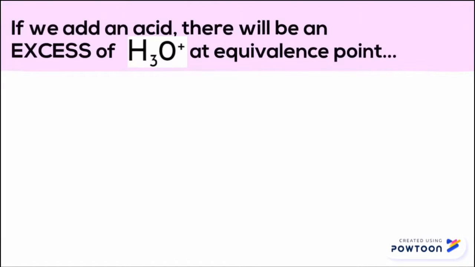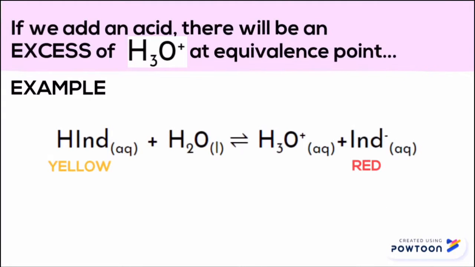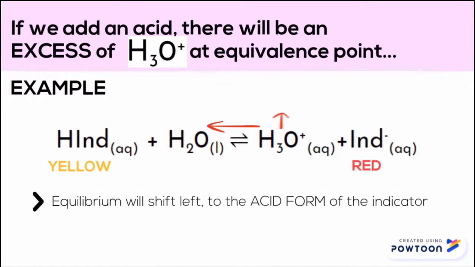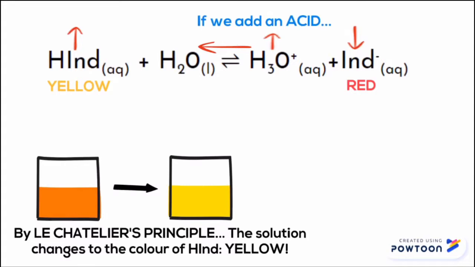If we add an acid, there will be an excess of H3O plus at equivalence point. This means that if an acid is added, the concentration of H3O plus will increase. To counteract the stress, the equilibrium will shift left towards the acid form of the indicator. Correspondingly, the concentration of HIND will increase and the concentration of IND minus will decrease. In conclusion, the concentration of the acid form will be greater than the concentration of the base form. By Le Chatelier's principle, the solution changes to the color of HIND, which is yellow.